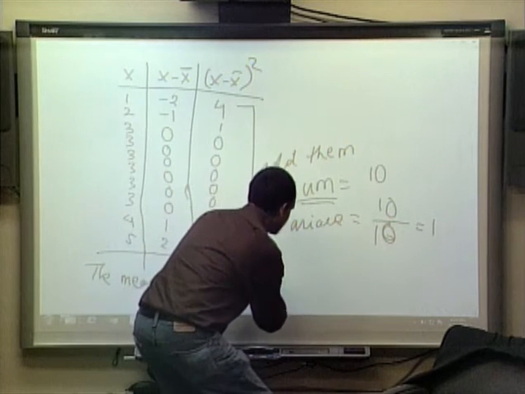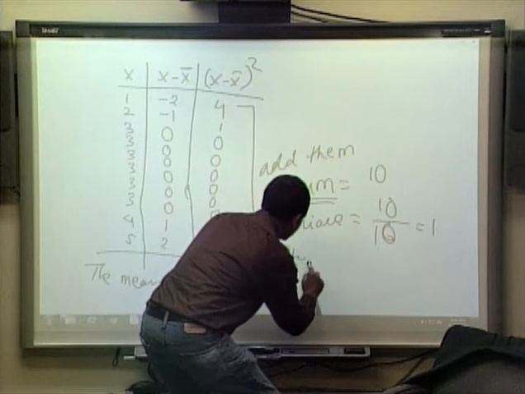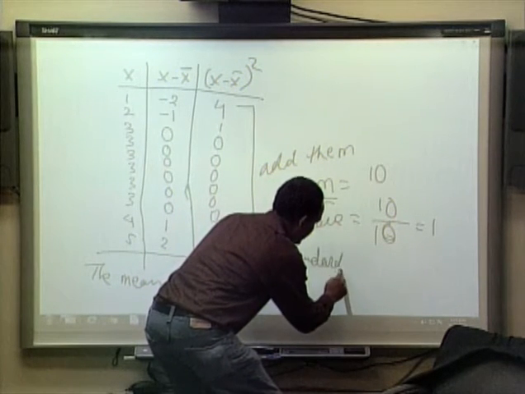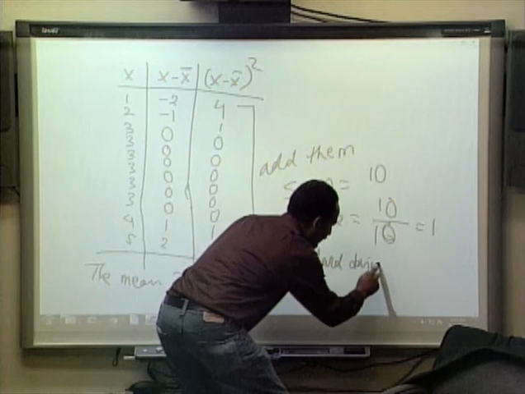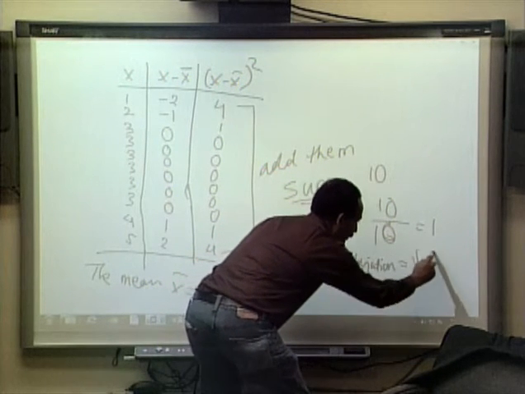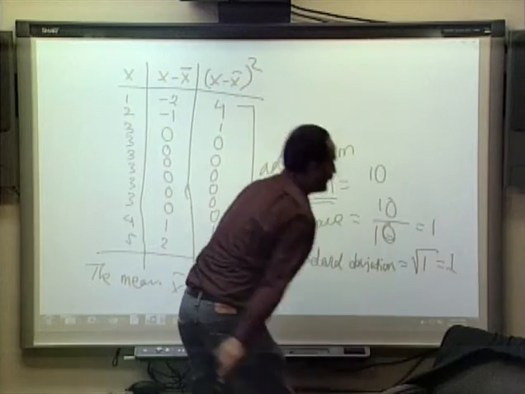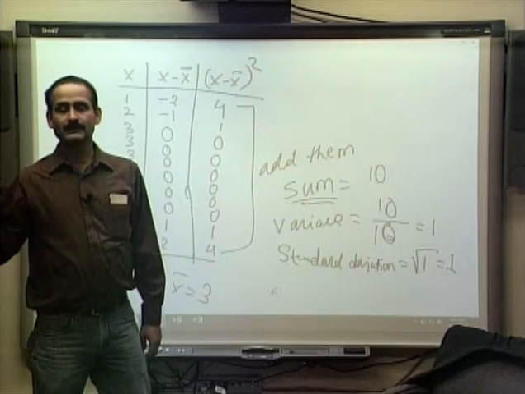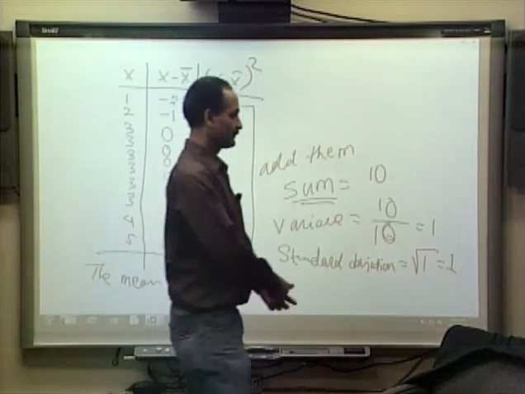And as already explained, the standard deviation is nothing more than the square root of 1, which is simply 1. Standard deviation is the square root of the variance.